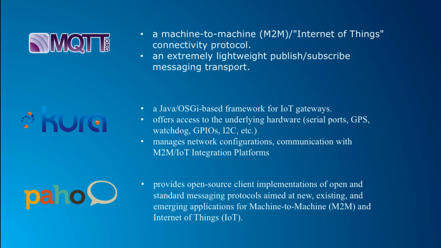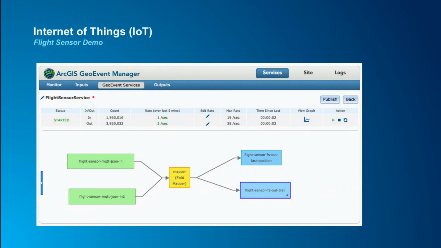Kura is an application framework that allows IoT devices to communicate with underlying hardware, such as sensors and actuators, and with the IoT integration platform, such as the MQTT broker. And Paho is a library that facilitates the communication with the MQTT protocol. It comes in different flavors. We used its Java-based library in our custom transport to publish and subscribe to data from the MQTT broker.